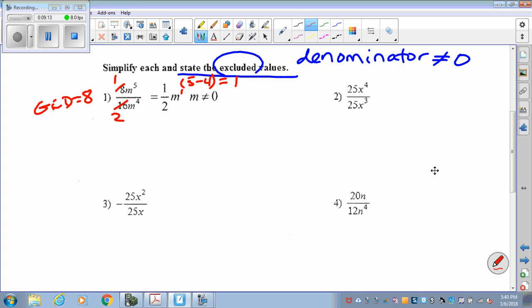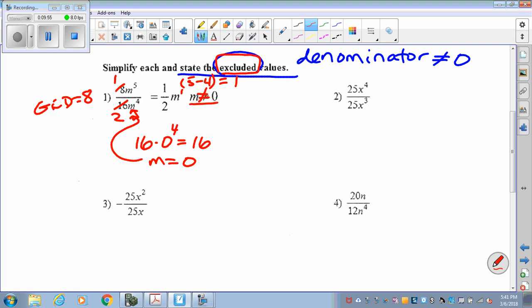Now my denominator cannot equal 0. So if I have the m here, see how m is all by itself? If m is equal to 0, then that denominator would be 0, because 16 times 0 equals 0. 0 to the 4th power is 0. 16 times that would make it 0. So if m equals 0, then my denominator would be 0, and I can't have that. So that means m is not equal to 0. That would be my excluded value.